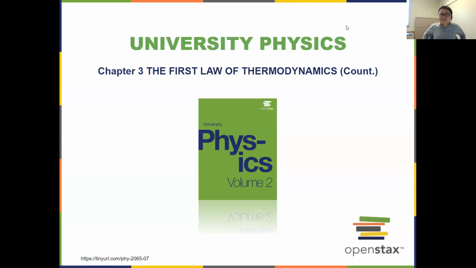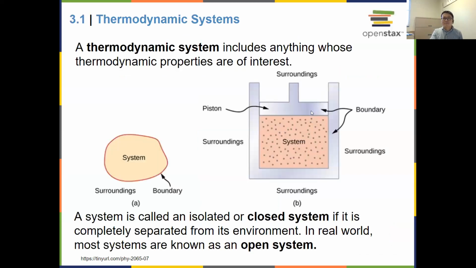All right, welcome back. So last time we talked about the first law of thermodynamics. Now we'll continue today. So we talk about the thermodynamic system. Any system of your interest is called a thermodynamic system, and you can again categorize it as a closed system or open system. A closed system is not in contact with anything else. So typically that doesn't exist. So everything is a closed, open system.